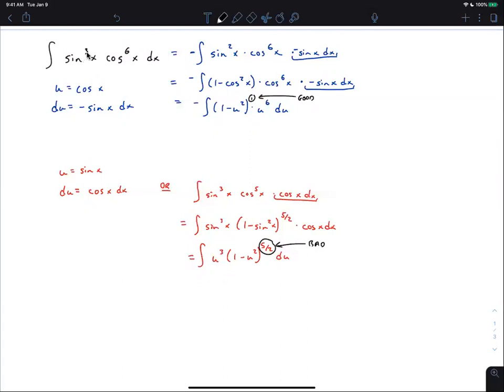So here, because sine had an odd power, u should be cosine. Because cosine had an even power, this approach down here is not a good approach for the problem. Does that make sense? Okay, so once we're to this point, let's finish the problem and then let's summarize what we're talking about.